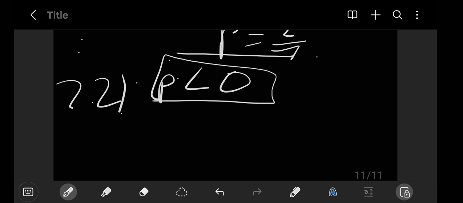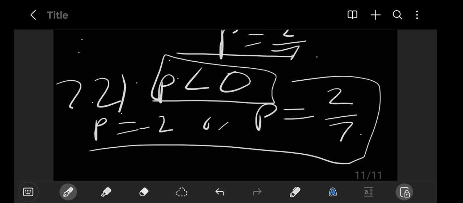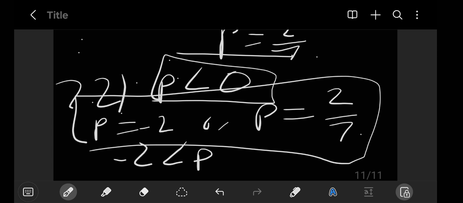So after you have done the first part of this question where we had the two real roots, we remembered p was equal to negative 2 or p was equal to 2 over 7. Basically, they just need you to write it in inequality form. That was the tricky part I also didn't get. Because it says two real roots when p is less than 0, so we're going to have it where p is greater than negative 2 and less than 2 over 7.